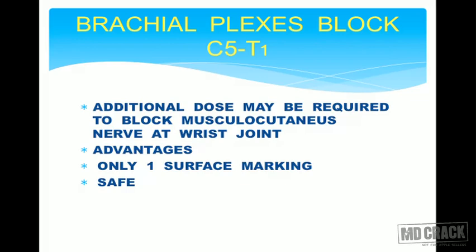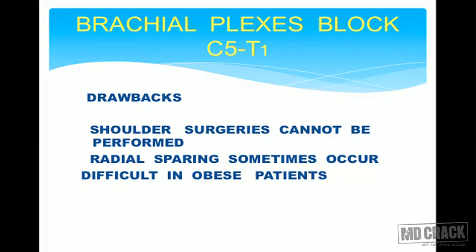Advantages: because it is very simple and safe, there is just one surface marking, that is the pulsating axillary artery, which is very easy to locate by naked eye and is very safe. These are the two advantages, that is only one surface marking and a very safe approach. Okay, what are the drawbacks? Shoulder surgery cannot be performed, for obvious reasons, because you are blocking the nerve below the shoulder. So if you want to perform shoulder surgeries, you cannot use this particular approach for brachial plexus block, because obviously the shoulder, which is supplied by other nerves, is spared.